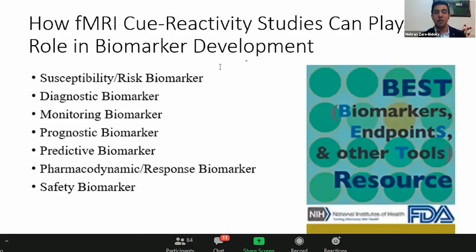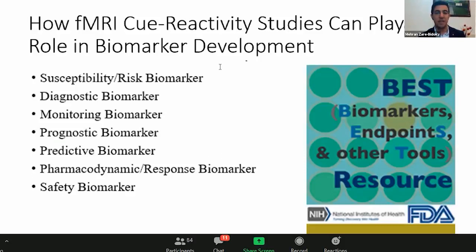Now, we're going to briefly discuss how fMRI cue reactivity can play a role as a biomarker. You've already seen some applications of the FDCR studies from two previous presentations. It definitely has a relatively long way to be validated as a biomarker, but there are many instances that FDCR could play a role as a biomarker, and I will quickly go over them to see different types of FDCR applications. So first, let's see what biomarker is.